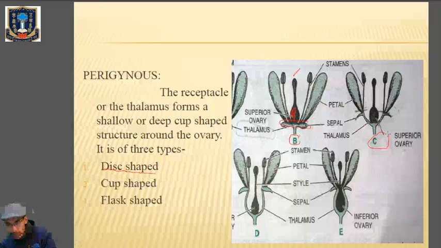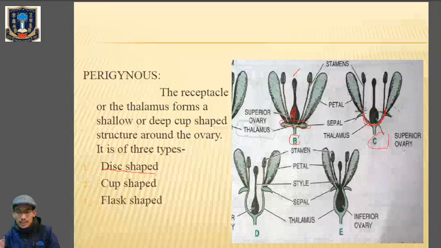So the margin of the thalamus is turned upward. If you look at the thalamus part over here, it is usually turned upward. The margin of the thalamus is turned upward, and it forms a cup or a saucer-shaped structure.